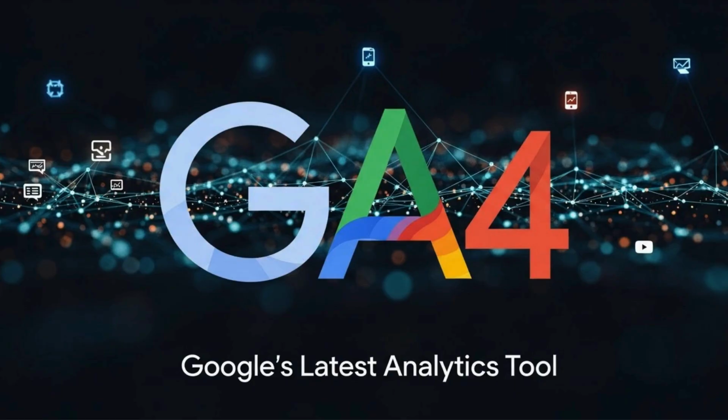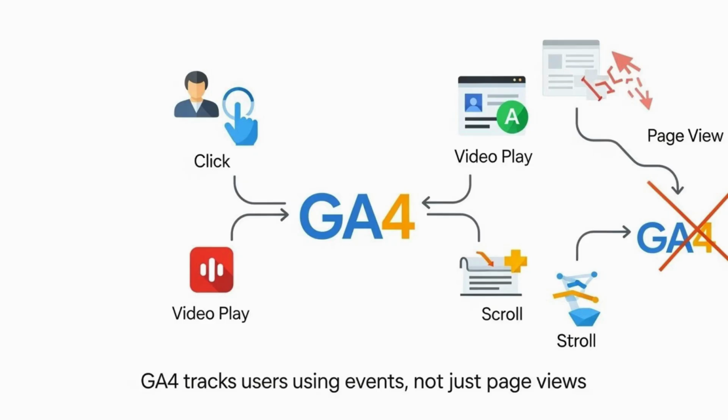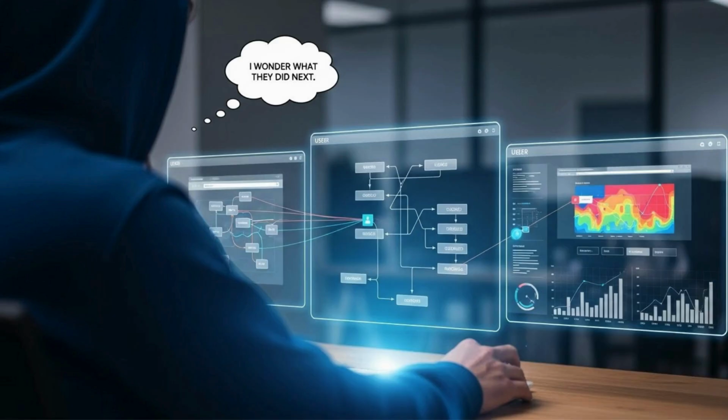What is GA4 and why it matters? GA4, or Google Analytics 4, is Google's latest analytics tool. It replaces Universal Analytics and works very differently. GA4 tracks users using events, not just page views. This means Google now focuses on what users actually do, not just which page they visit.